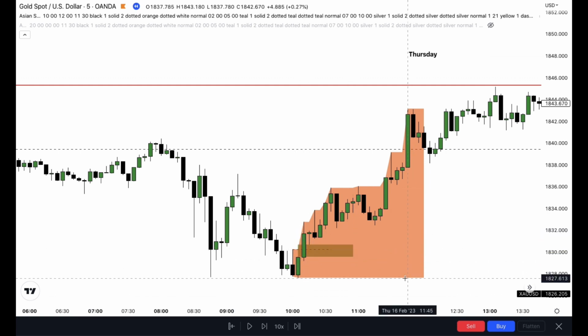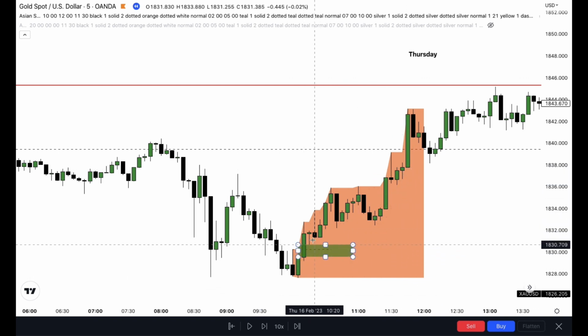However, price doesn't come back down. Ultimately, price continues trending higher. So that's one way I would look for this setup. There are going to be days you miss it.